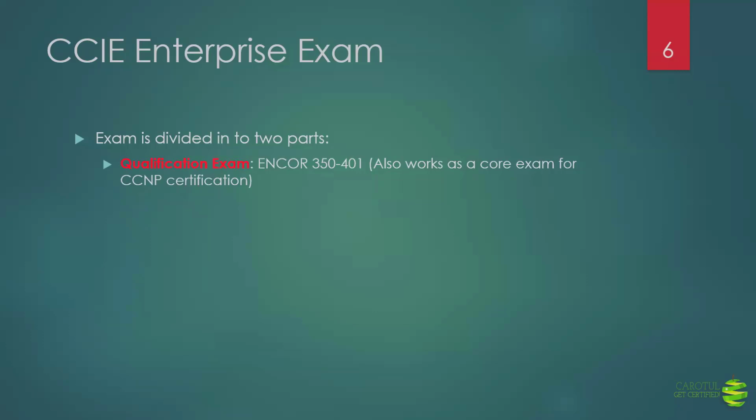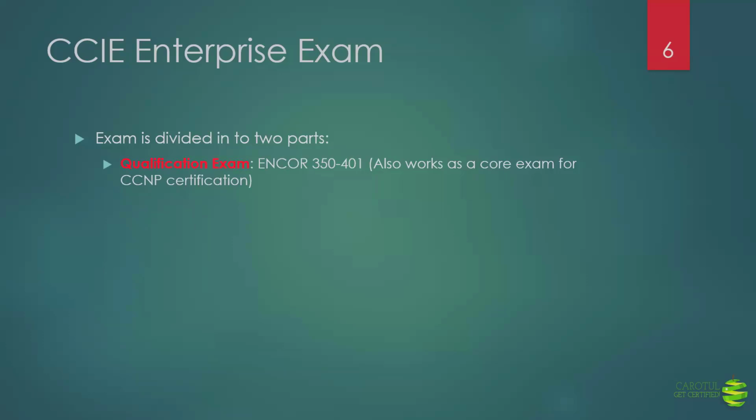So if you are preparing for your CCNP Enterprise infrastructure, you need to pass two exams. One is the core exam, which is called ENCOR, and one is the concentration exam like ENARSI or SD-WAN specialist. So the core exam that you need to pass for CCNP, the ENCOR 350-401, is also the qualification exam for CCIE. So once you pass that exam, you will be able to see the dates for booking your CCIE lab.